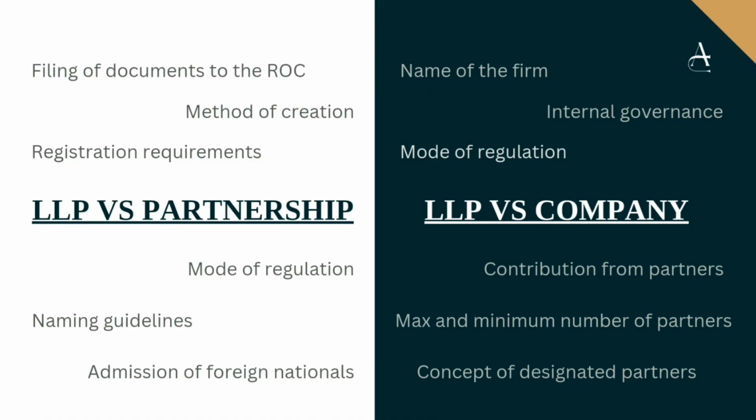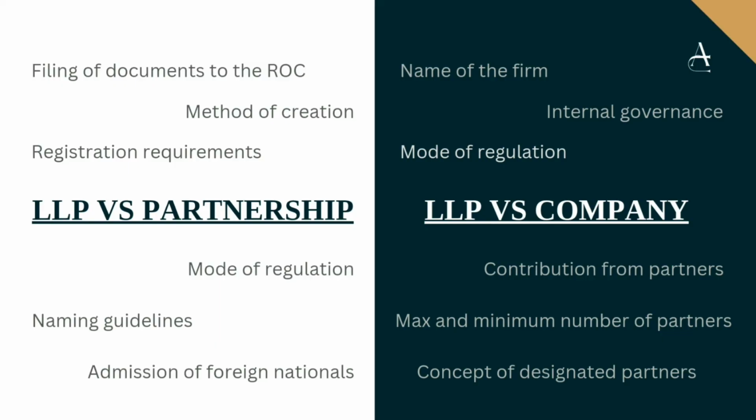LLPs require a minimum of 2 partners, but there is no maximum cap. But if it is a private company, there can be a minimum of 2 and a maximum of 200 people. If you go for a public company, at least 2 people should be there, and there is no cap on the maximum limit. LLPs are managed by partners, whereas a company gets managed by the board of directors. There should be at least 2 designated partners for an LLP. If it is a private company, there should be at least 2 directors. If it is a public company, at least 3 directors should be there.